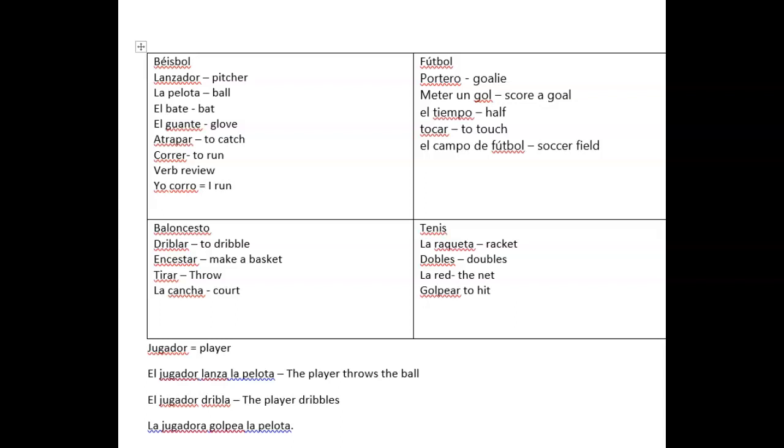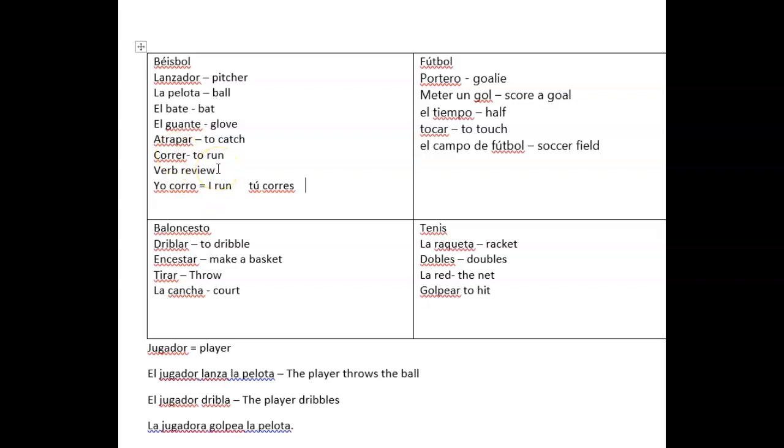If you wanted to say you run, remember back to our personal pronouns. So we've got yo is I, tú is you, and for tú and these ER verbs, they end with es. So you would say tú corres. Nosotros corremos, ellos corren. Those are just some of the verbs that we reviewed.